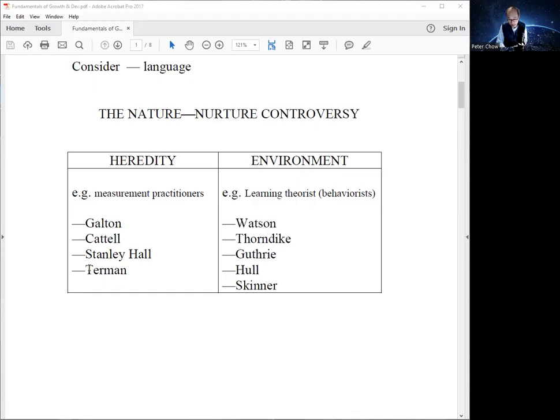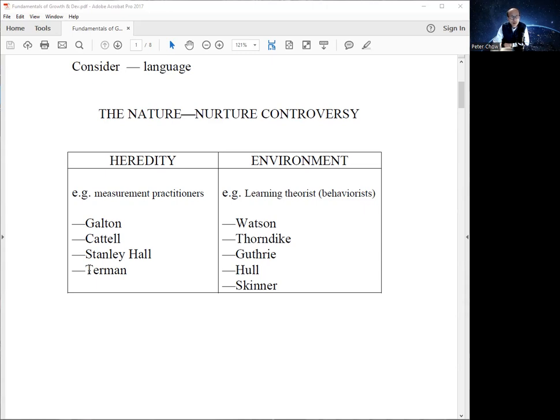So back in 1916, because Louis Terman was affiliated with Stanford University, the Binet test, after being translated into English, was called the Stanford-Binet, and is still called the Stanford-Binet intelligence test.